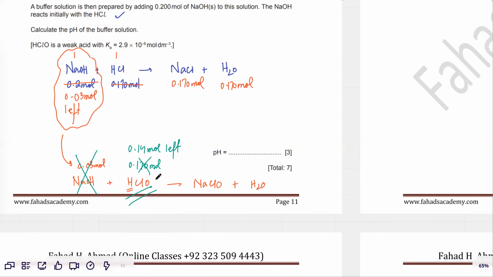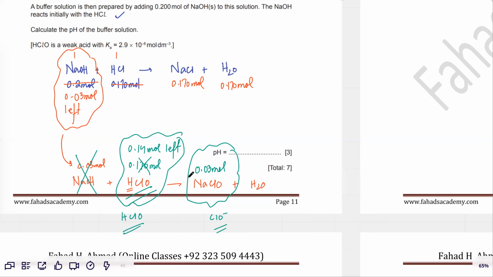Is this clear? Yes, sir. And 0.03 would react with 0.03 to produce 0.03 moles of NaClO. So that means at the end of the day, you'll have the salt of HClO in the flask, and there's going to be leftover HClO as well. This contains the ClO minus 1 ion, which is the conjugate base. This contains the acid, which is HClO.